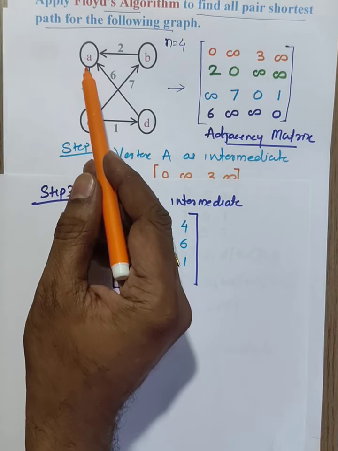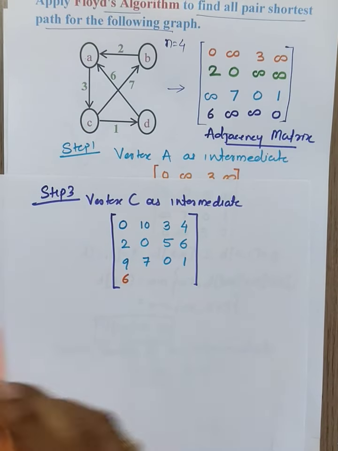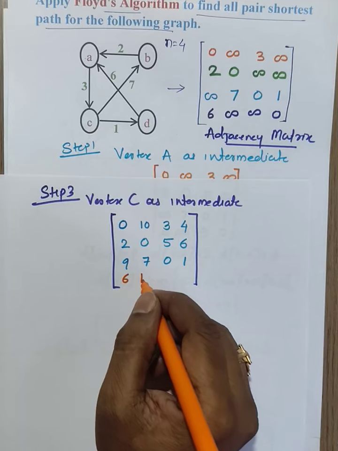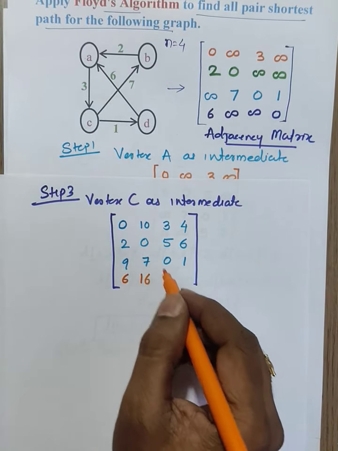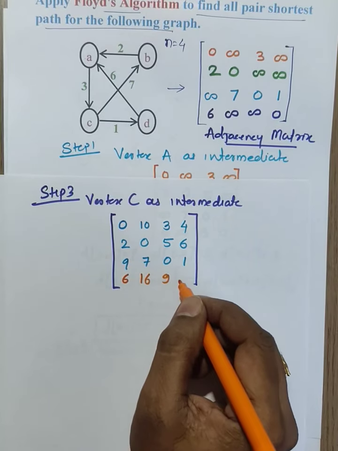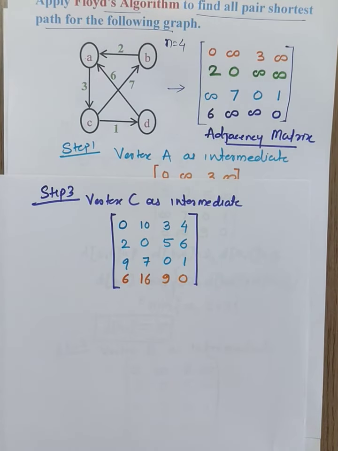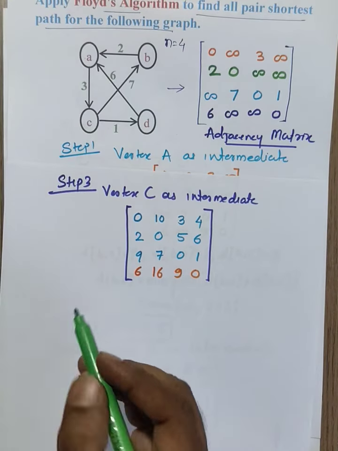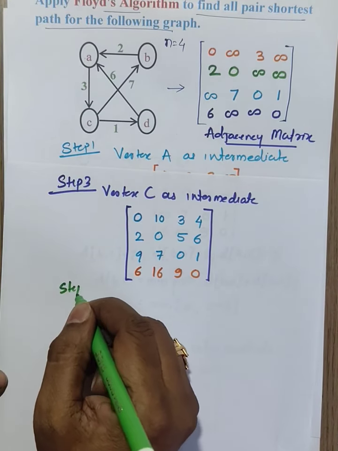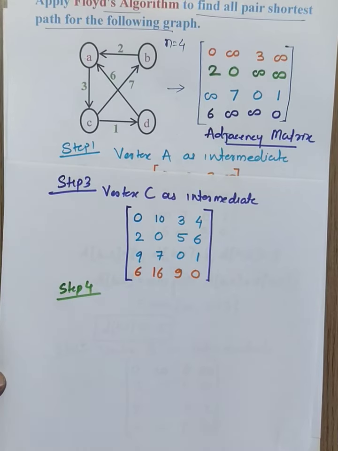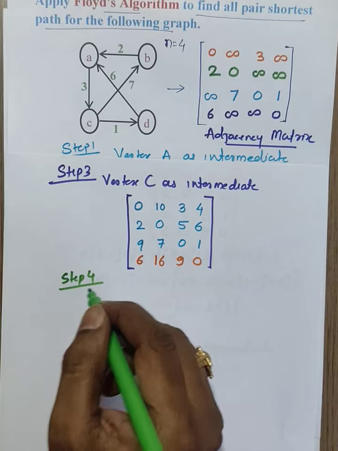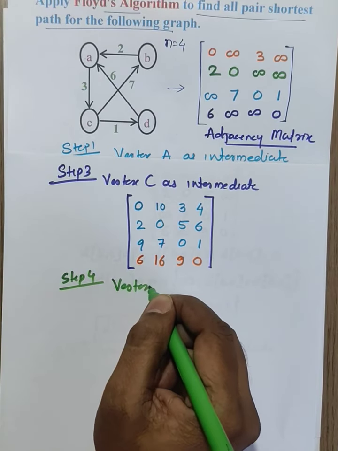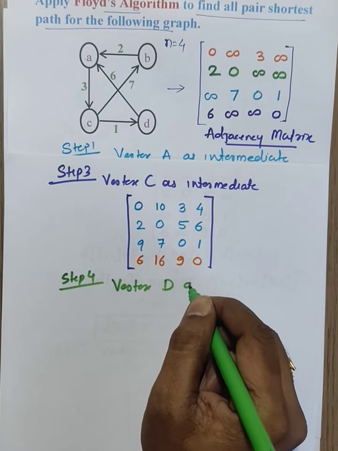It means D to A to C, C to B, because C is an intermediate, so this is 16. And D to C is already over. This is 9. D to D is 0. This is vertex C. Next, step 4, and this is the last step. In step 4, vertex D as an intermediate vertex.